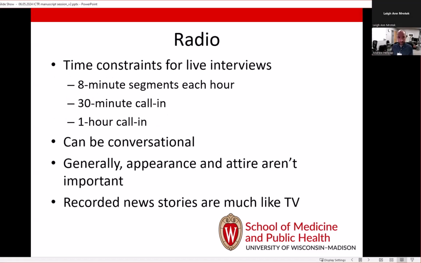Now, a great place, we have researchers do this fairly often, is to get into live radio, because they have longer segments sometimes. And you can take caller questions.